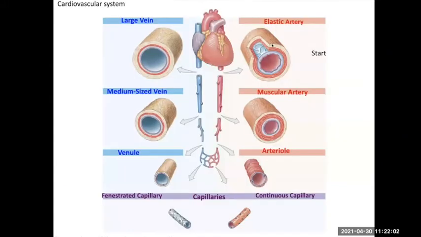And, you know, this is the big picture. You could totally lose it and then lose that tunica media as you become a capillary, because your whole purpose is not to have to go through a muscular layer, but to exchange stuff with the surrounding interstitium. So the large vein is analogous to the elastic artery.